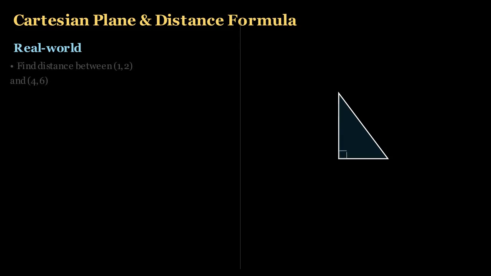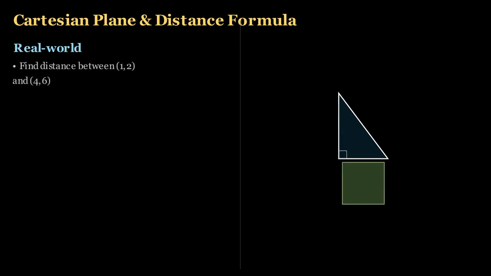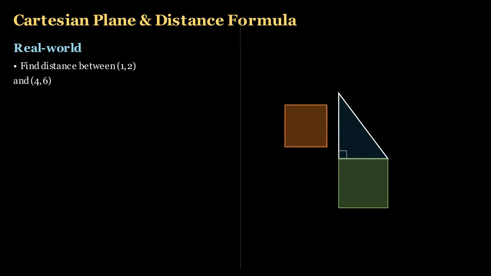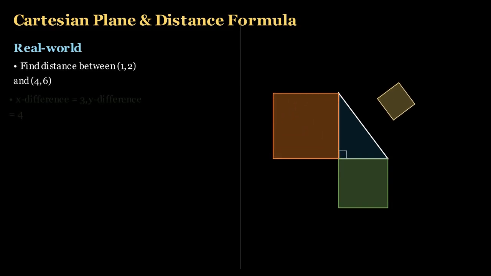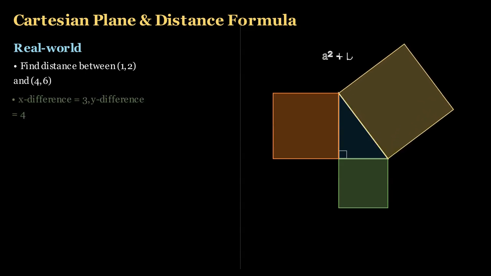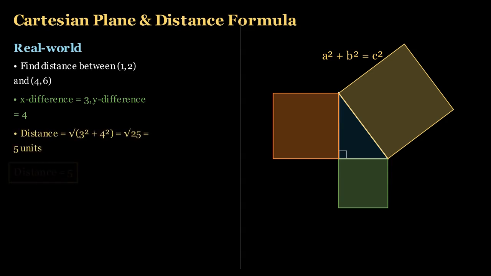We now have a right triangle with legs of 3 and 4. Square them to get 9 and 16. Add them to get 25. The square root of 25 is 5. So, the distance is exactly 5 units. This same method works for any 2 points on the plane, giving you a precise distance every time.